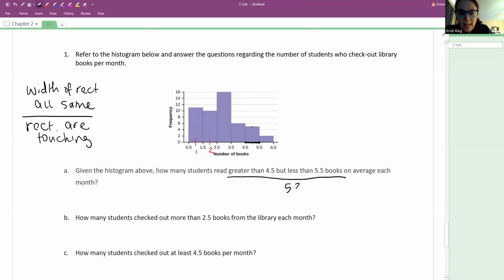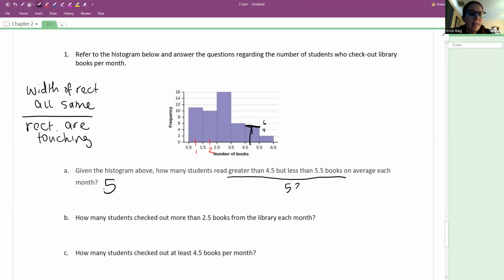What we want is the height. The height is going to tell us the frequency. So here, this black line you can see is drawn between these two gray lines. The bottom gray line is 4, and the top one is 6. So in between, there's a 5. 5 people read between 4.5 and 5.5 books.